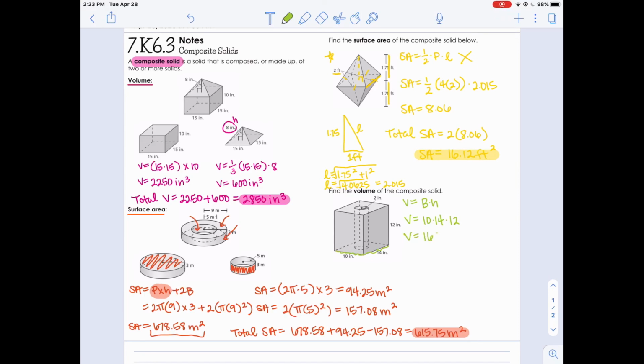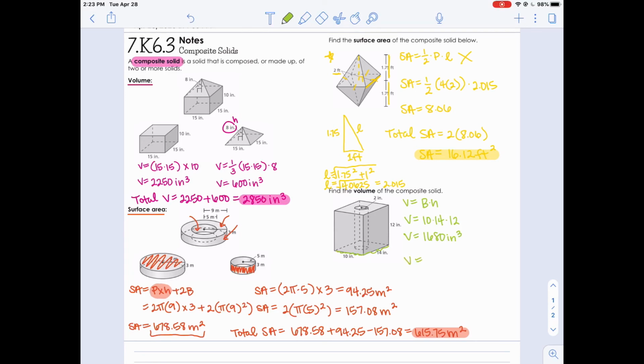Awesome, it is 1680, and that is inches cubed because volume is cubed. So this is most of it, but we actually need to subtract the cylinder that's in the middle. So we need to find the volume of the cylinder and then subtract.